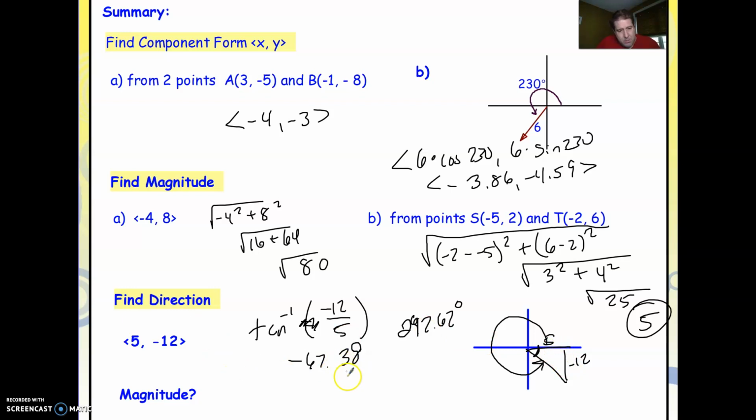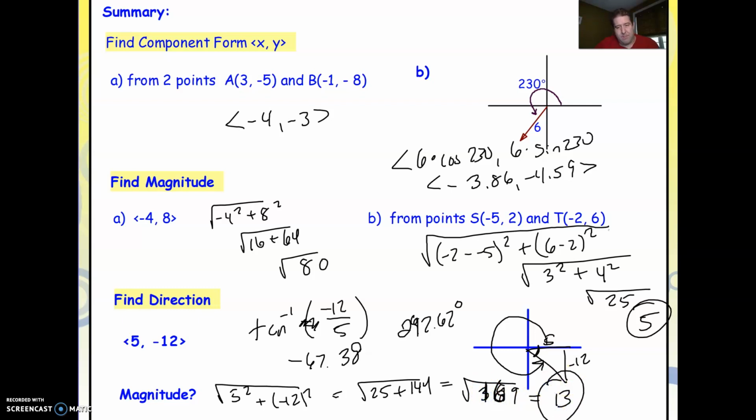So magnitude, so that's going to be square root of 5 squared plus negative 12 squared, which equals square root of 25 plus 144, which equals the square root of 169. Sorry, I must have added that up wrong. 25 plus 144 is 169, which is 13. Okay.